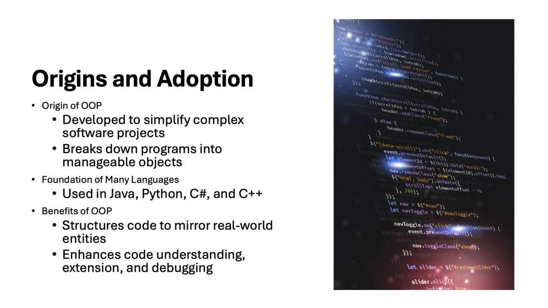Object-oriented programming, OOP, simplifies complex software projects by breaking them into manageable objects. It is foundational in languages like Java, Python, C#, and C++. OOP structures code to mirror real-world entities, enhancing understanding, extension, and debugging.